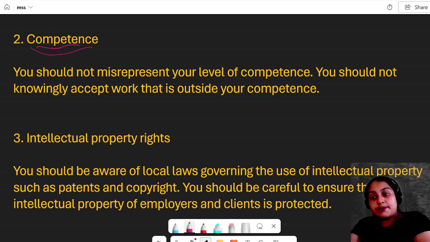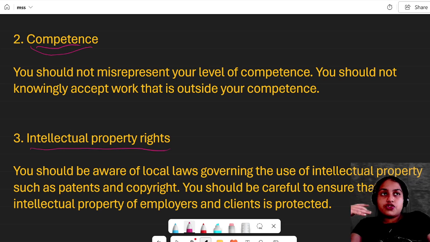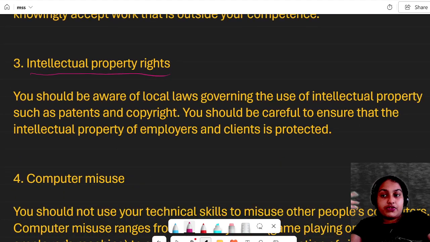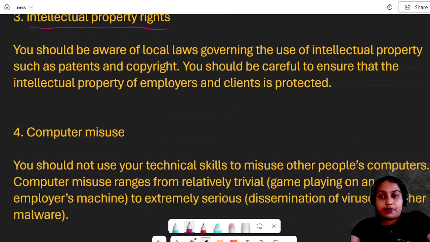Then intellectual property rights, IPR. Intellectual property rights means we should be aware that there are a lot of local laws about intellectual property rights, like patents, copyrights and all those things, and we should always be careful to ensure that the employers' and the clients' intellectual property is protected. That is intellectual property rights.